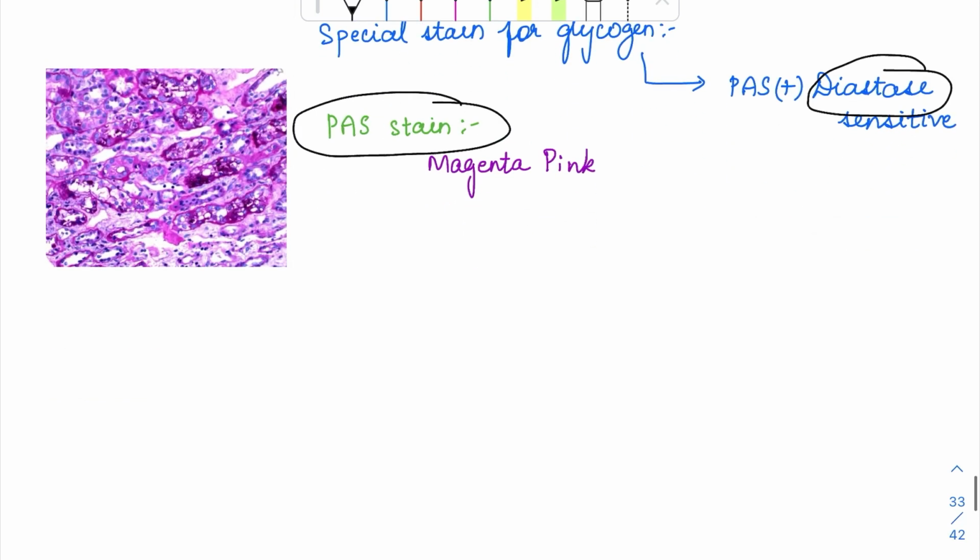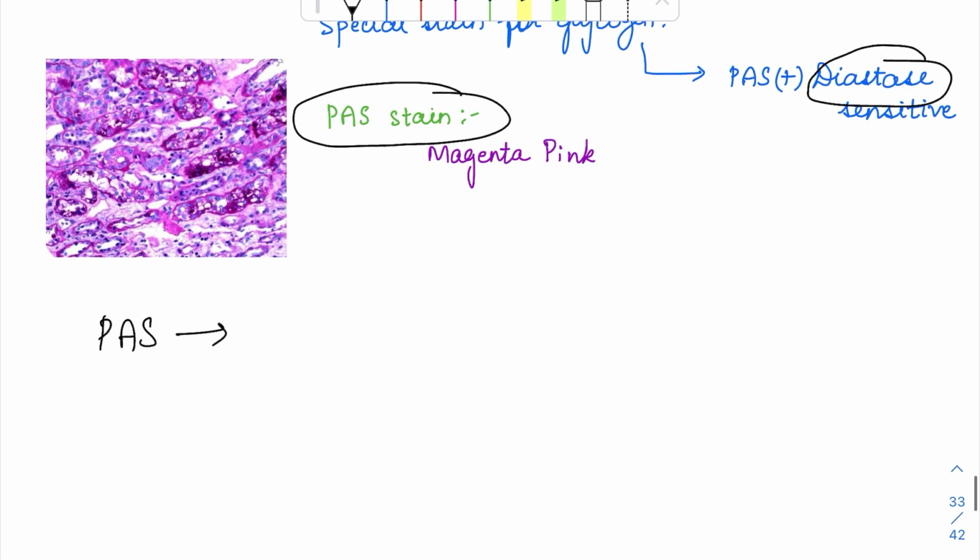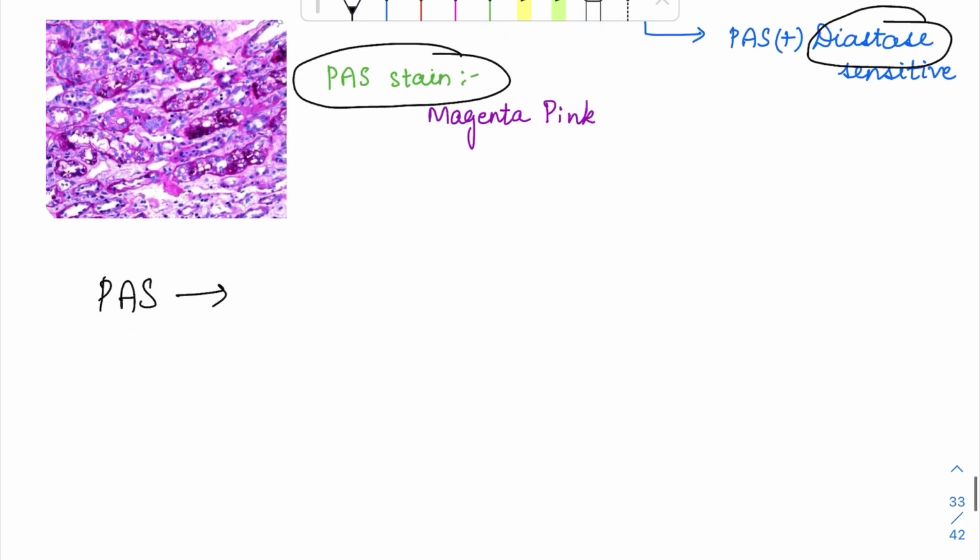Why do you use that diastase? Because there are many things which will be stained by PAS. Fungal organisms, glycogen, basement membrane, and mucins are all stained. So there is a lot of positivity for PAS stain. In order to distinguish between the other positivity and glycogen positivity, we have to use the enzyme diastase.